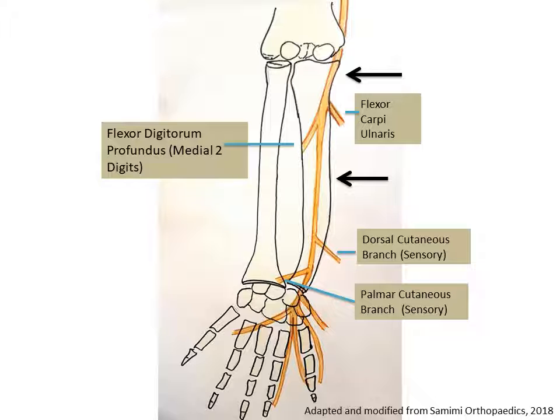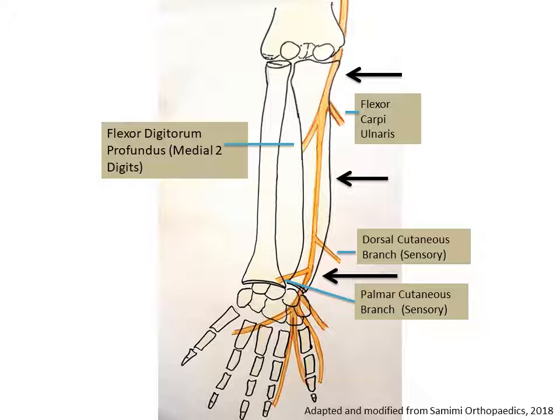As it descends further, the ulnar nerve gives a dorsal cutaneous branch before entering the wrist. This branch supplies sensation to the dorsal aspect of the hand, which will be talked about later.